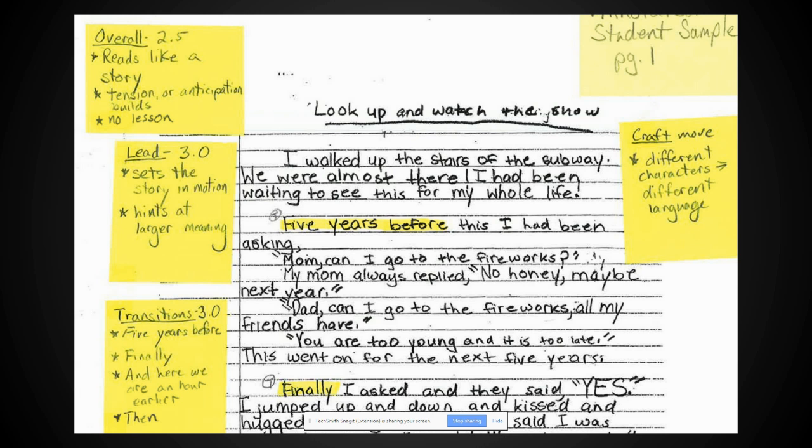For transitions, this paper also scored a 3. This writer has great control of transitions, using the basics like "finally" and "then" between paragraphs to move the story along, and also using some more complicated transitional phrases that show passage of time, like "5 years before," and "here we are an hour earlier."